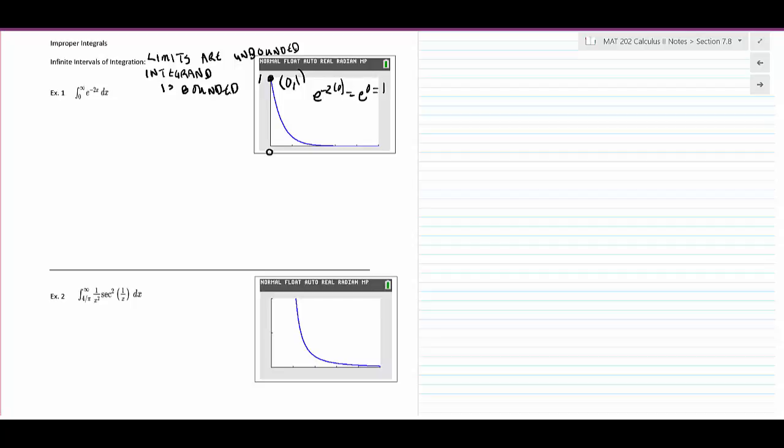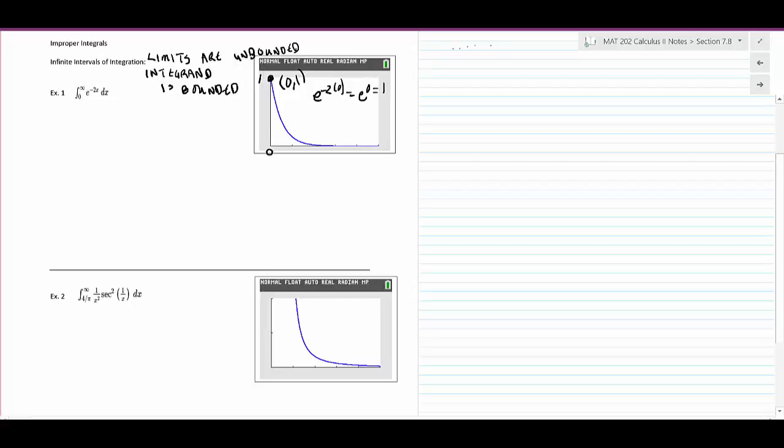Yes? Yes, yeah, we'll get to that case. That's the second part of that, is you may be integrating around a vertical asymptote. Right, exactly, okay?